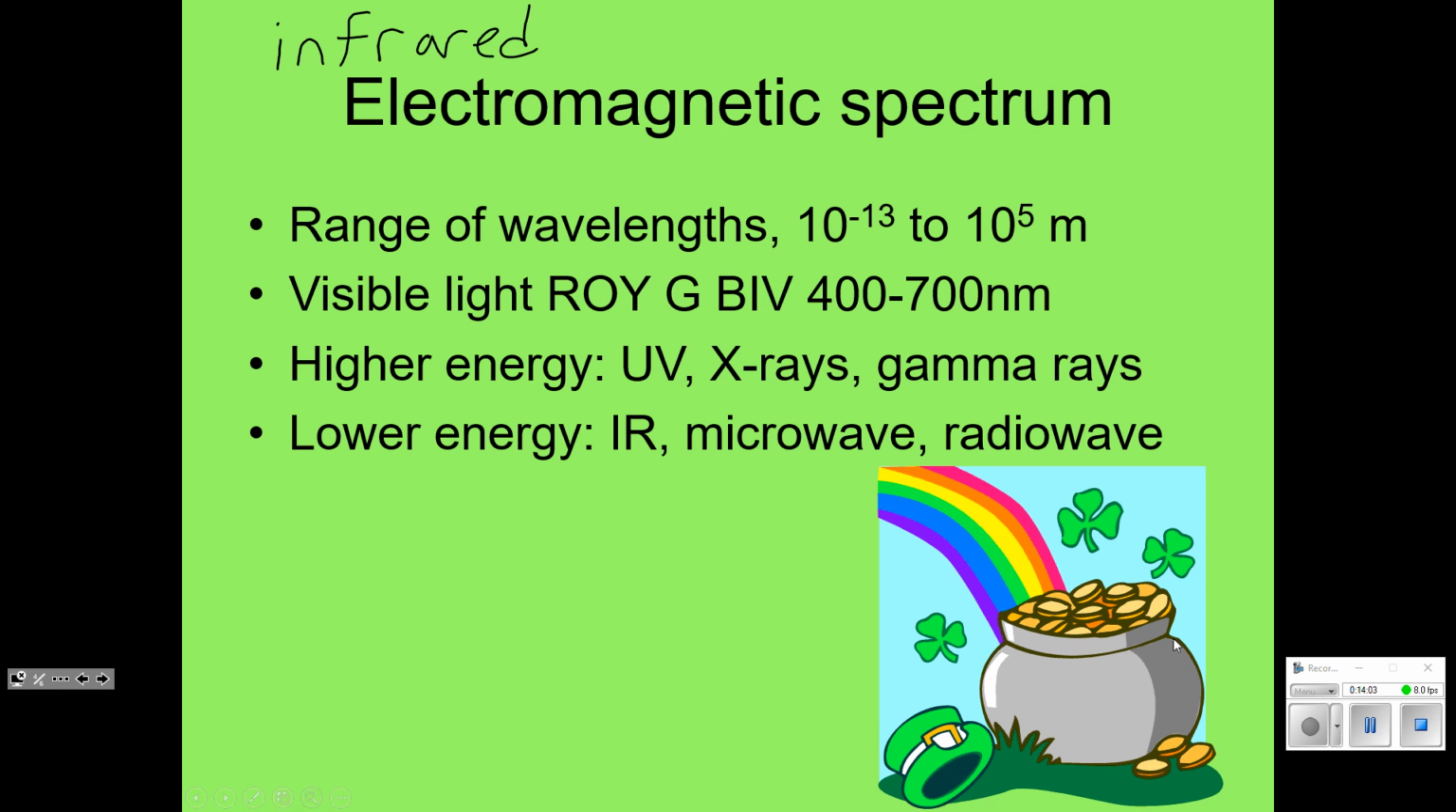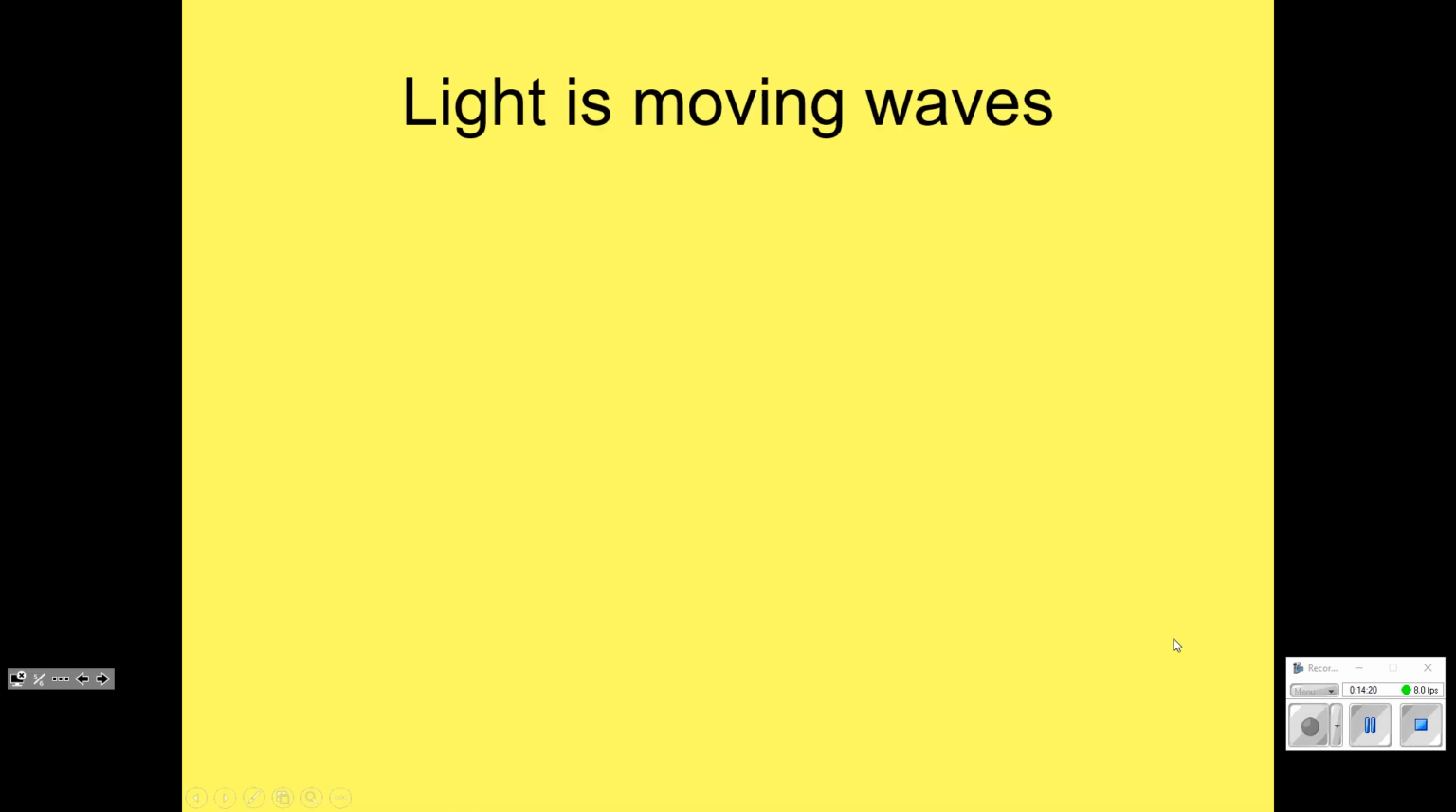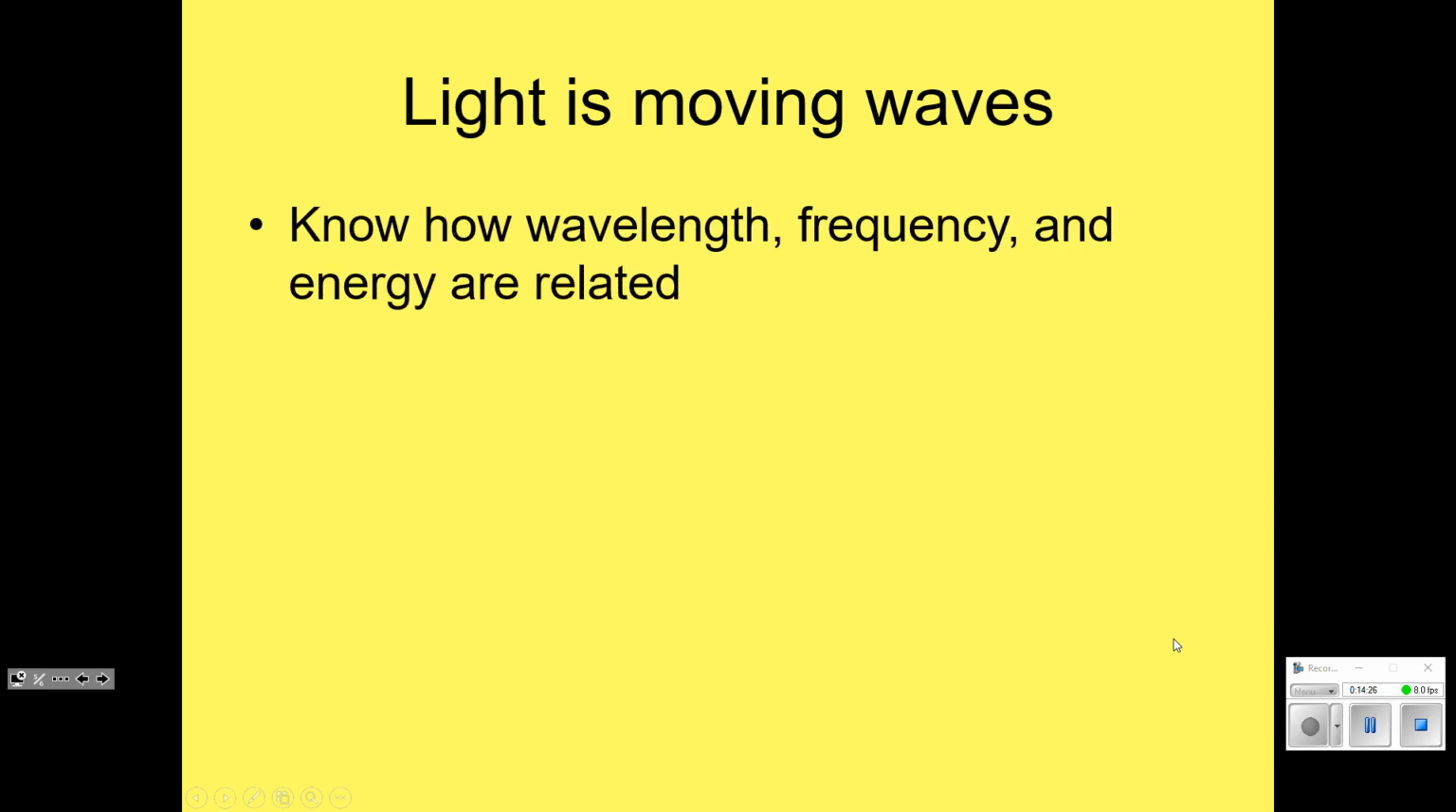So we need to be familiar with the different types of light. There's visible light, there's higher energy: your ultraviolet, your X-rays, your gamma rays, and there's lower energy: infrared, microwaves, and radio waves. Now, light is a moving wave, but there's more to it than that as well, so we are going to have to go over that a little bit.